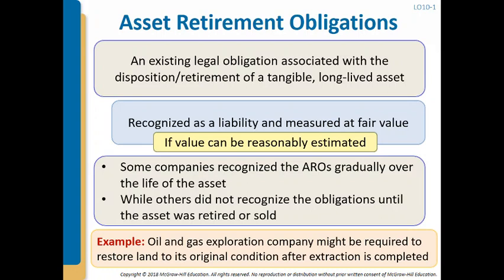And so an example of an ARO would be when oil and gas exploration companies are required to restore land to its original condition after extraction of the oil and gas is completed. Normally, these are required by the state in which the exploration occurs.